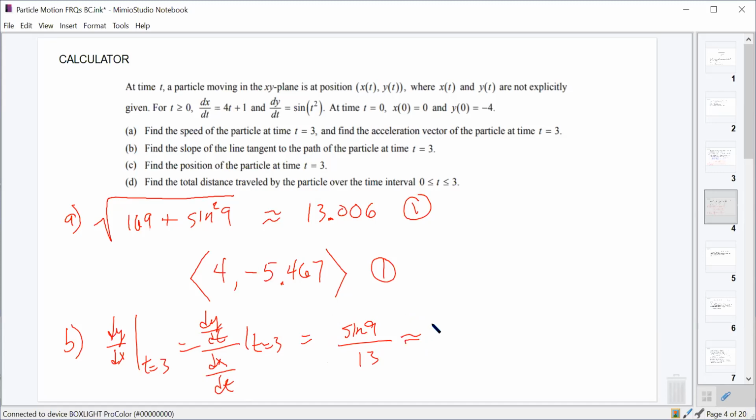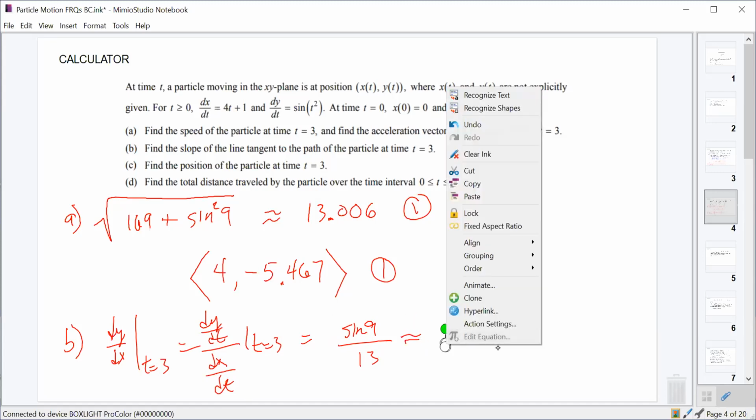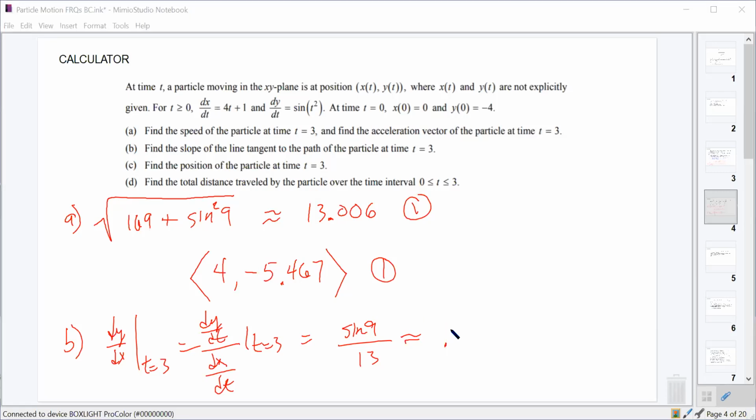What does that come out to be? 0.031? Sorry, the answer is 0.031. It says or 0.032. And that was worth 1 point.